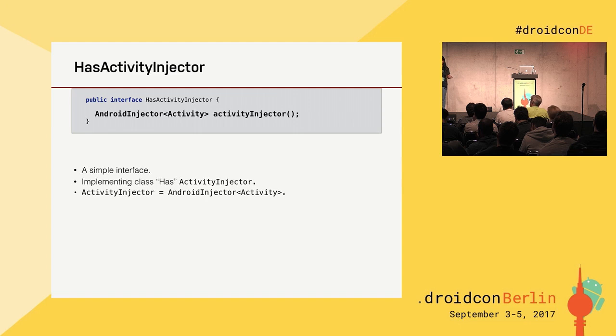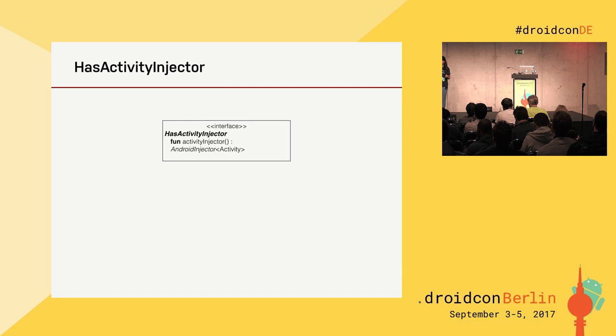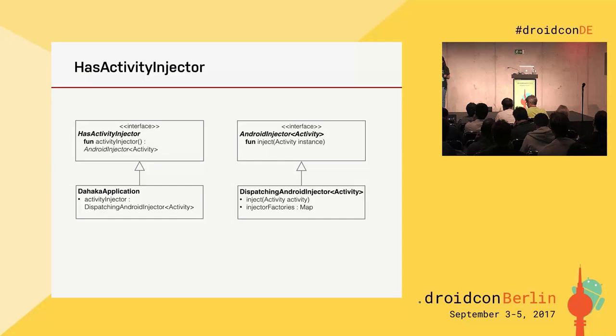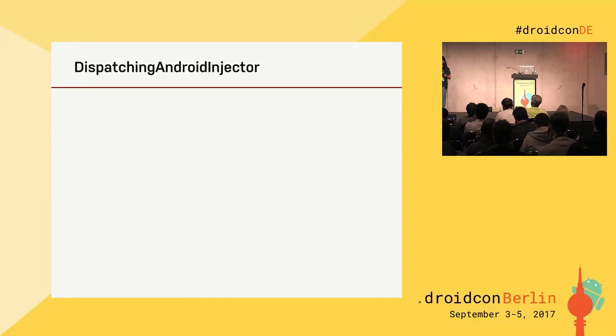So what is activity injector? There's a class in Dagger called AndroidInjector. It is an AndroidInjector of Activity. So we have a HasActivityInjector, which is implemented by our Dagger application. And this AndroidInjector has an instance called DispatchingAndroidInjector, which implements the AndroidInjector. So this is the hierarchy in this case.